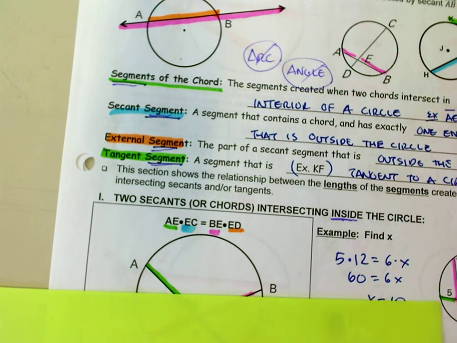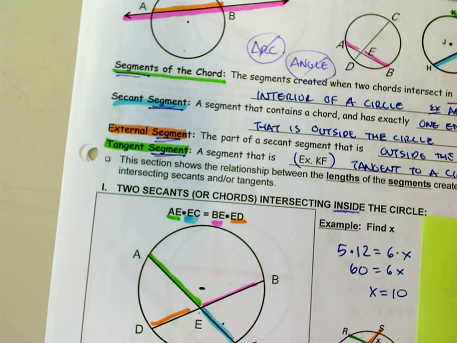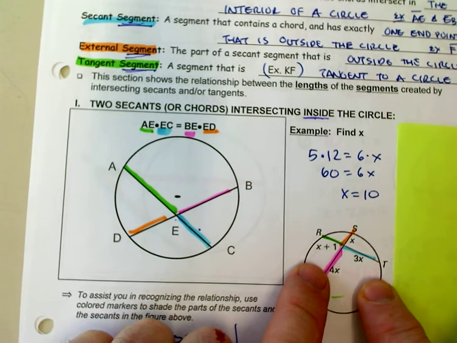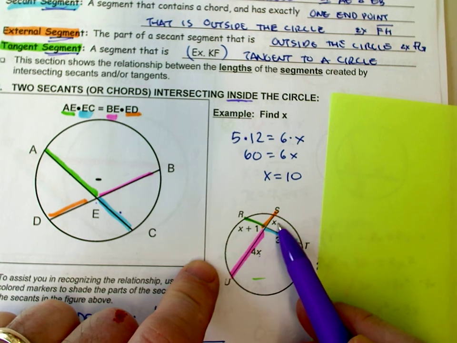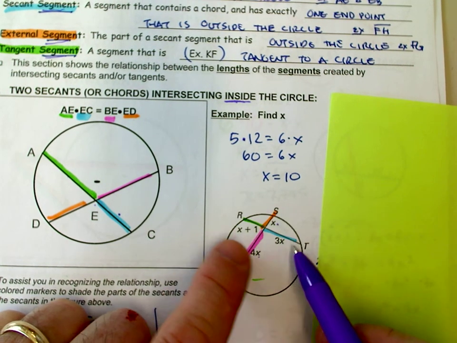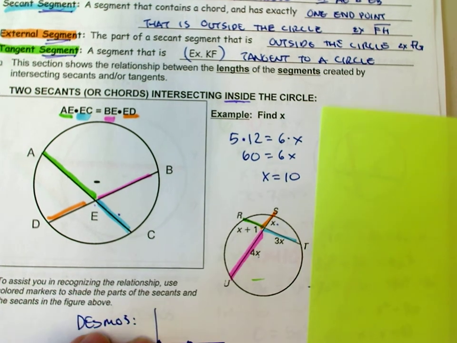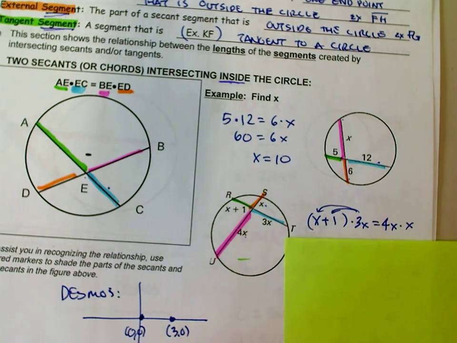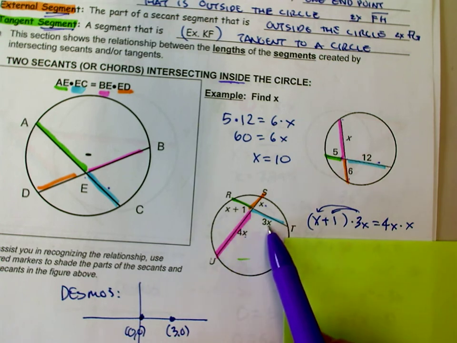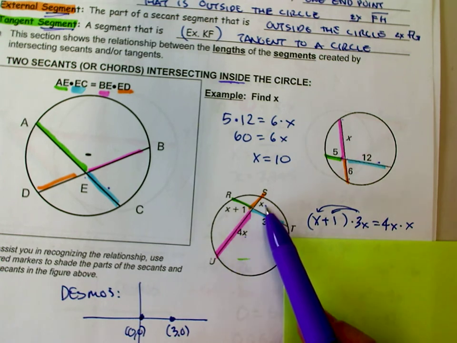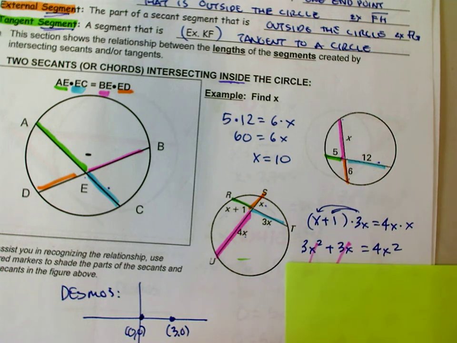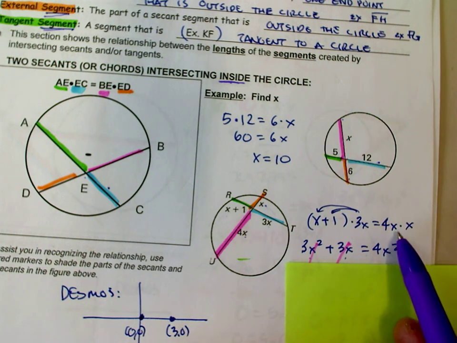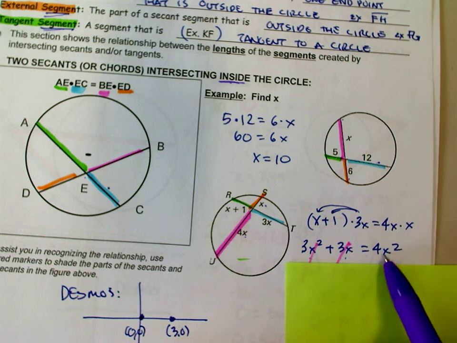That can even work when we look at a circle, and in the circle we have a bunch of expressions. You'll see in this one that the 4x and x are part of this chord, the x plus 1 and the 3x are part of the other one, resulting in an equation that looks like this. (x plus 1) times 3x equals 4x times x. When we distribute the 3x, we get 3x squared plus 3x equals x times x, x squared times 4.